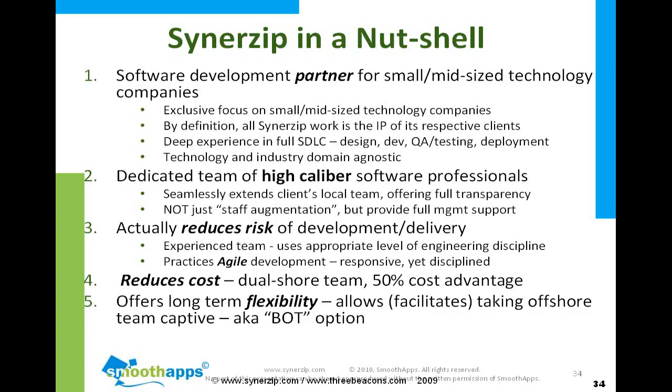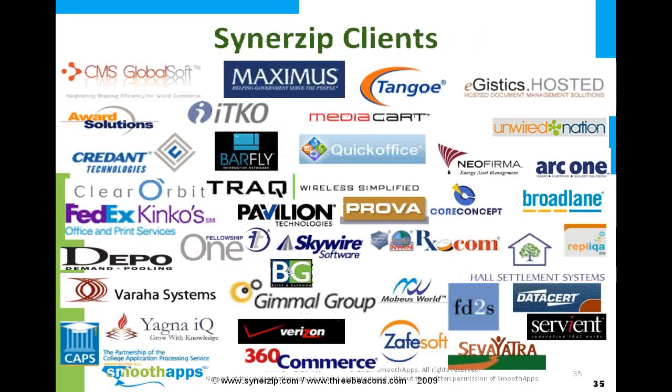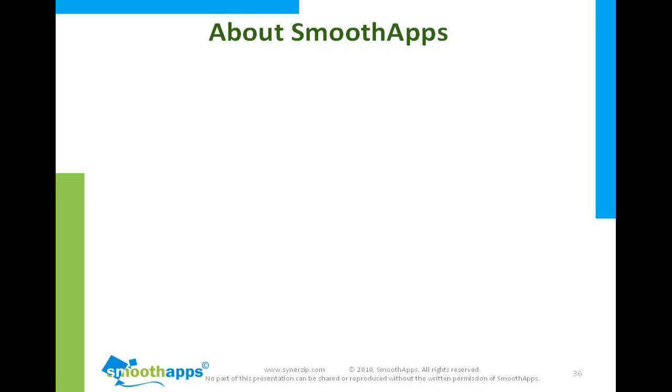The next page, which is just refreshing on your screen in a few seconds, gives a glimpse of our clients. It is not an exhaustive list by any means, but it gives you a smattering of our clients. You can see most of our clients tend to be small to mid-sized companies, typically building innovative software and needing a very efficient way to build it in high quality without compromising the quality. So that's about Sinnership. I'm going to turn it back over to Ravi to talk a bit about his company, Smooth Apps, and then we'll start taking questions.